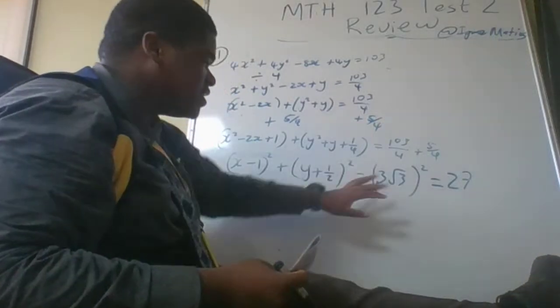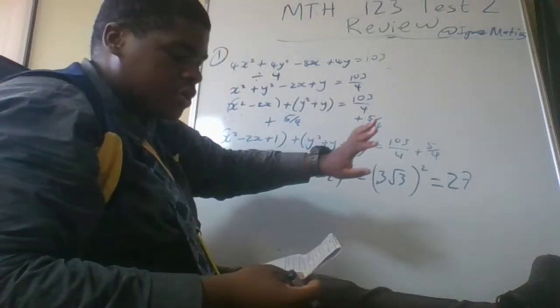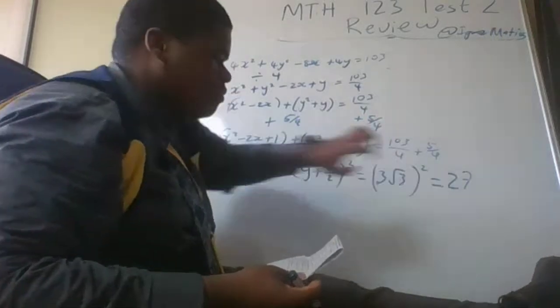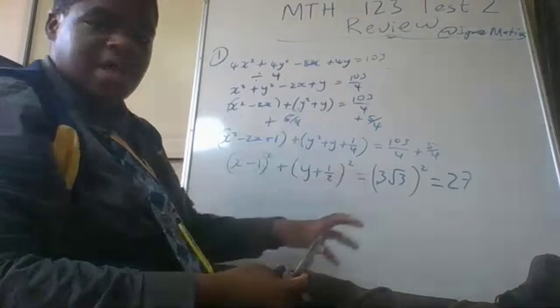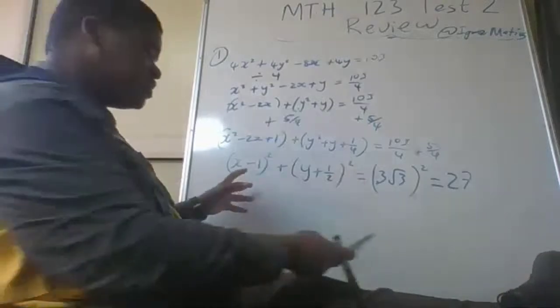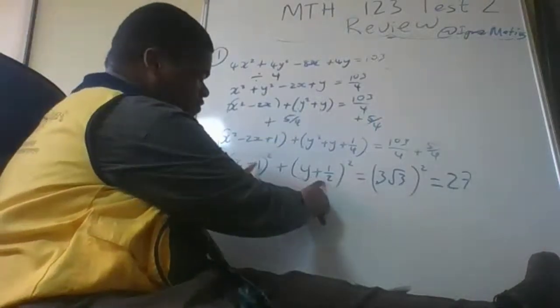If it is in this form, whenever they ask you what is your radius, you can easily pull out 3 root 3 and say that is your radius. If they ask you what is the center of the circle, you can easily get the center of the circle from these two terms here.